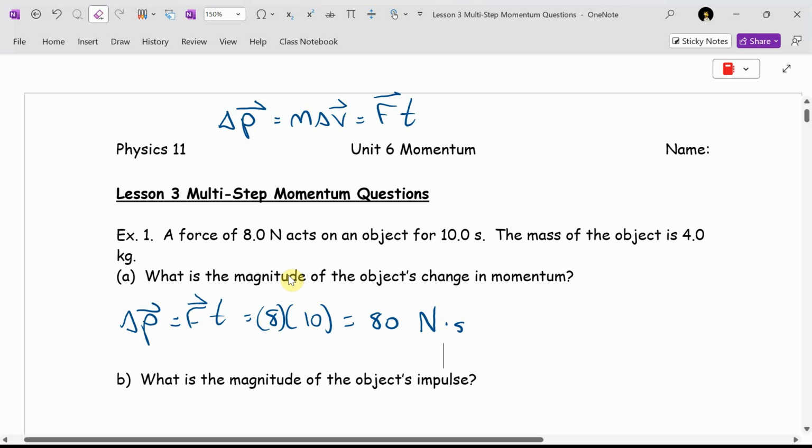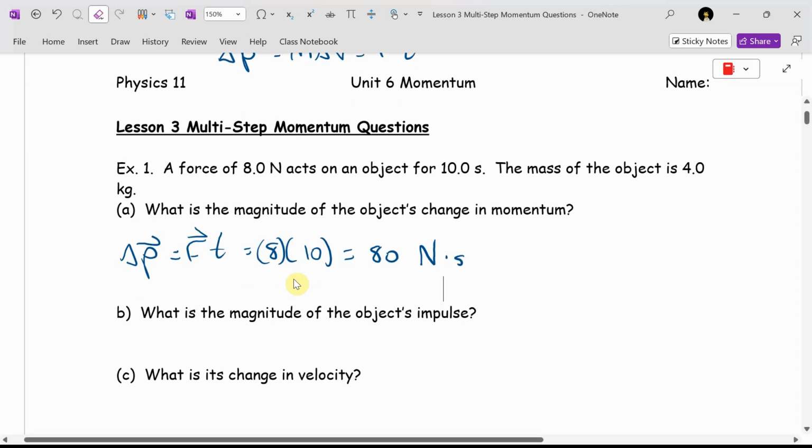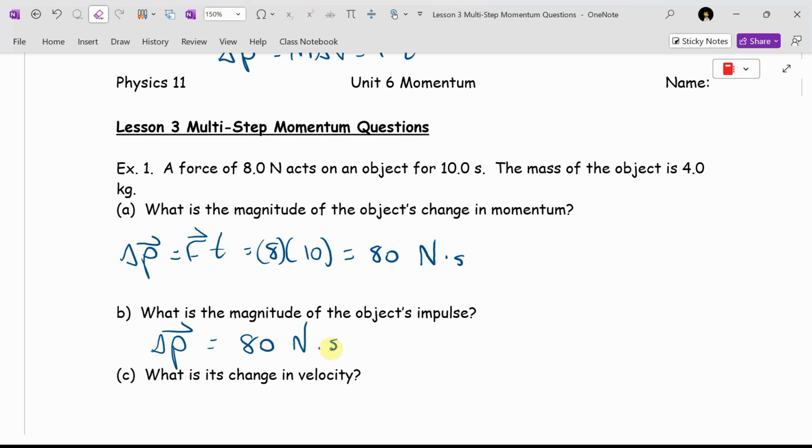Okay. What's the magnitude of the object's impulse? Too slow. What's the magnitude of the object's impulse? Why is it 80? Because impulse and change in momentum are the same thing. All this question part B was asking is, have you clued in that another word for change in momentum is impulse? Impulse is written change in momentum, it's 80 Newton seconds.